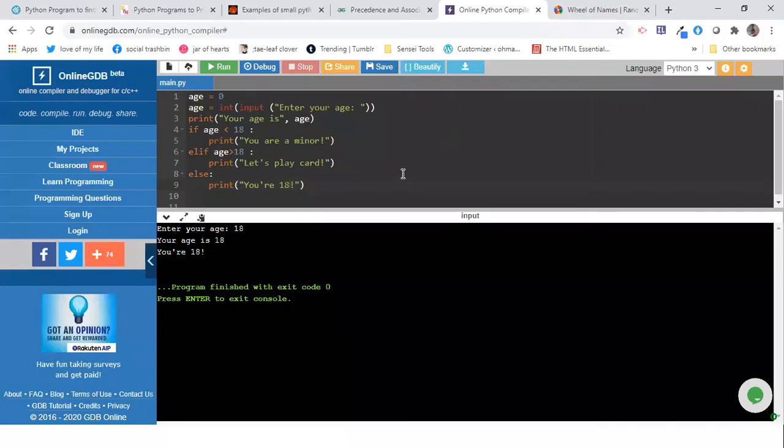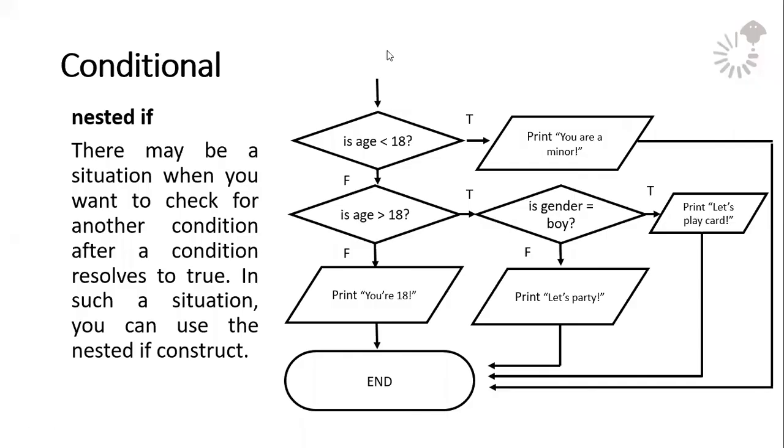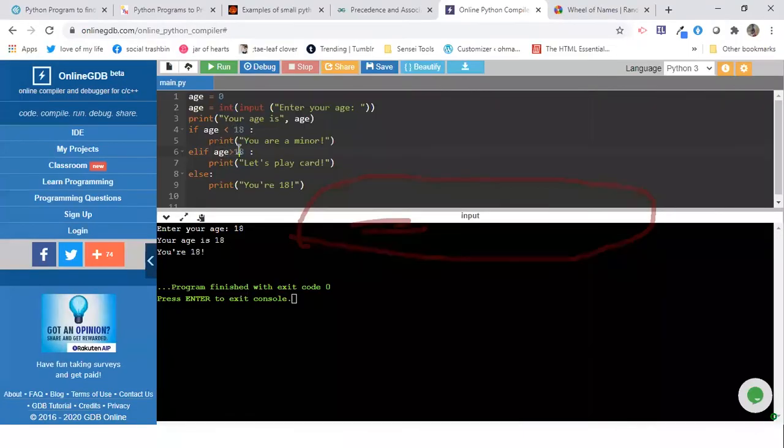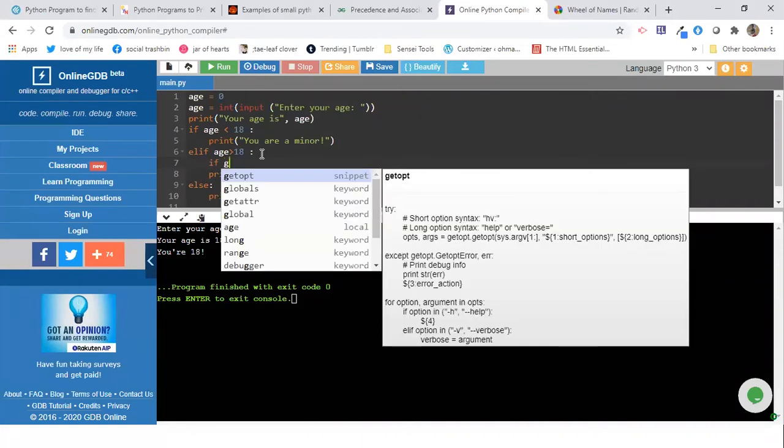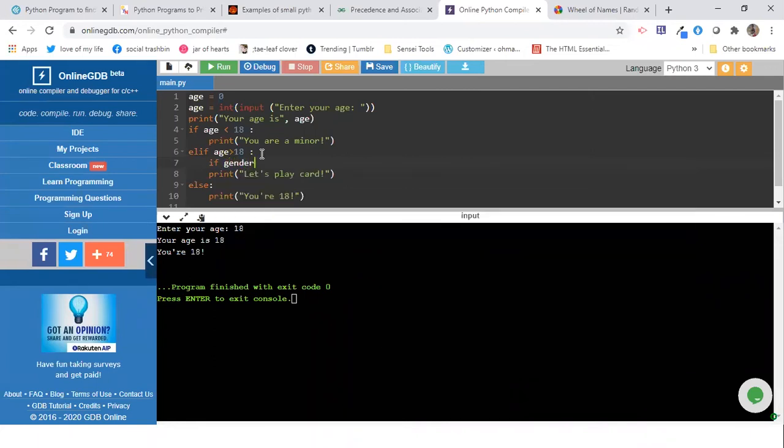Let's continue from the earlier program, with less than 18 and greater than 18. Where do we put the new condition? We put the condition inside the block when the age is true, age greater than 18. In our program, when it is true, the second condition goes inside that block. So the condition is if gender is equal to boy. If boy, let's play cards.